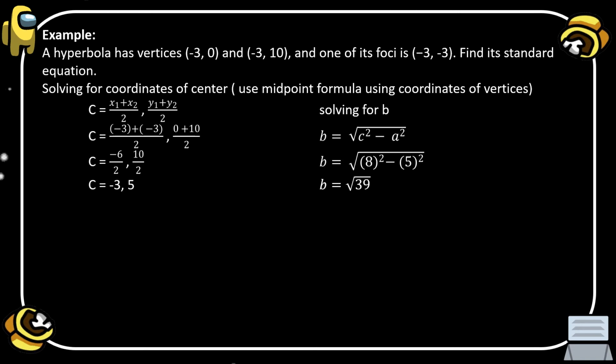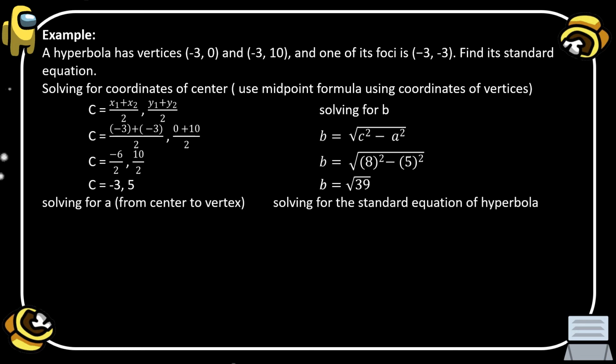Okay, so that is the center of the hyperbola. We have our center, negative 3. Now look at the vertices or the foci. They have the same value of x, while the value of y may change.